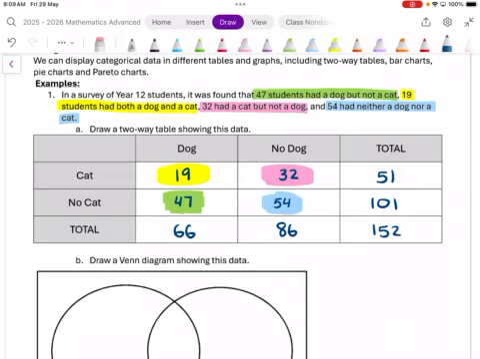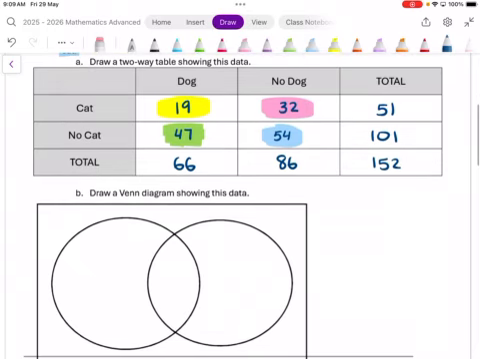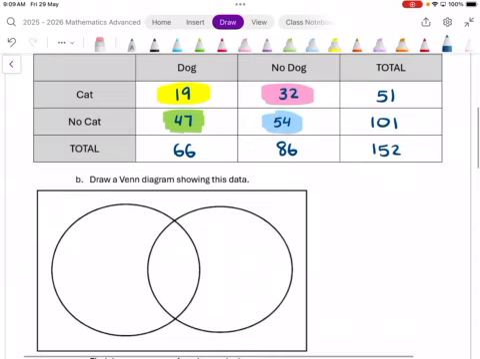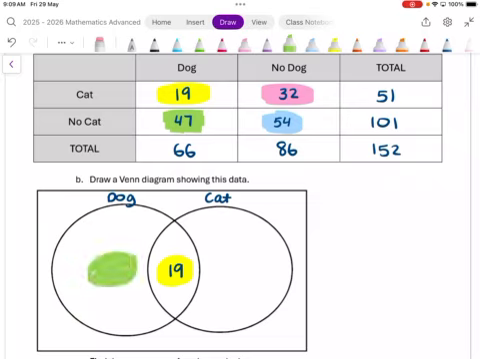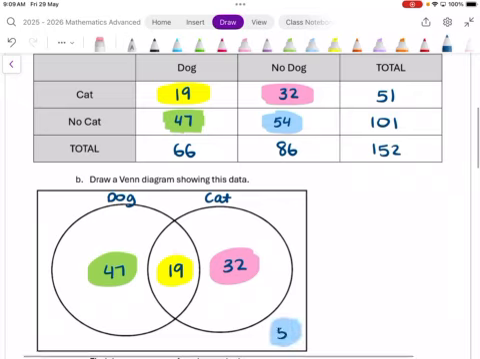Cool? All right, we can now demonstrate that data on a Venn diagram. So we're going to have our dog and cat on our Venn diagram, and then we need to work out where this information goes. So if we have both a dog and a cat, that goes in the middle here. So we're going to put our 19 there. If we have a dog and no cat, that goes here, and we're going to put our 47 there. Our cat but no dog is in this part of our Venn diagram, so that is 32. And then our neither is down in the bottom right-hand corner, so we put our 54 down there.